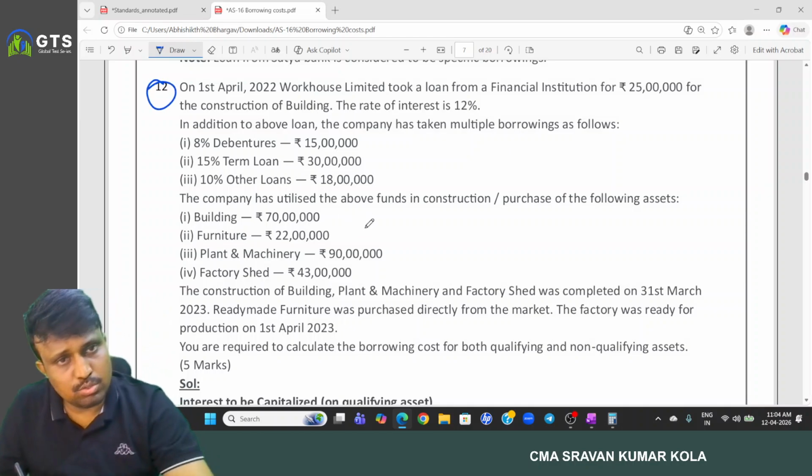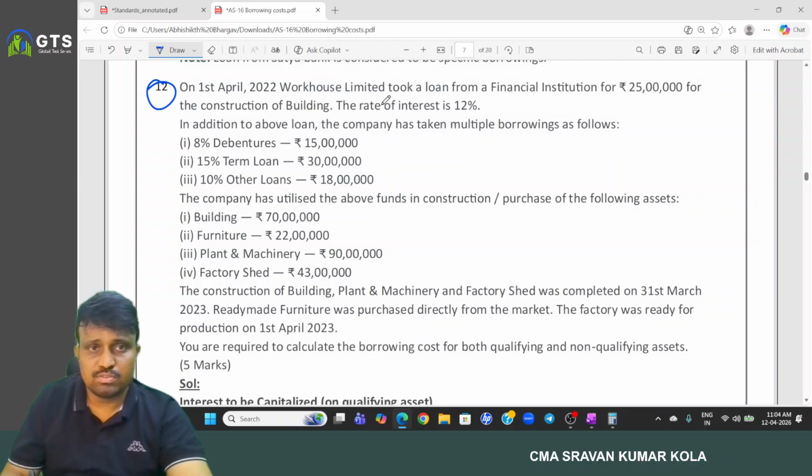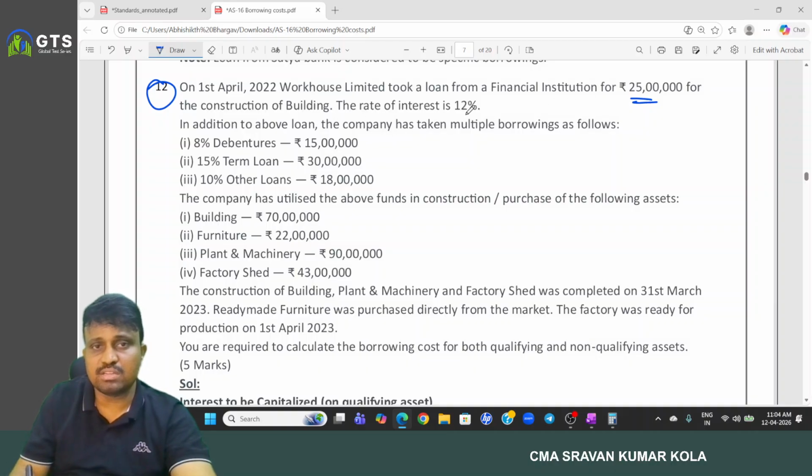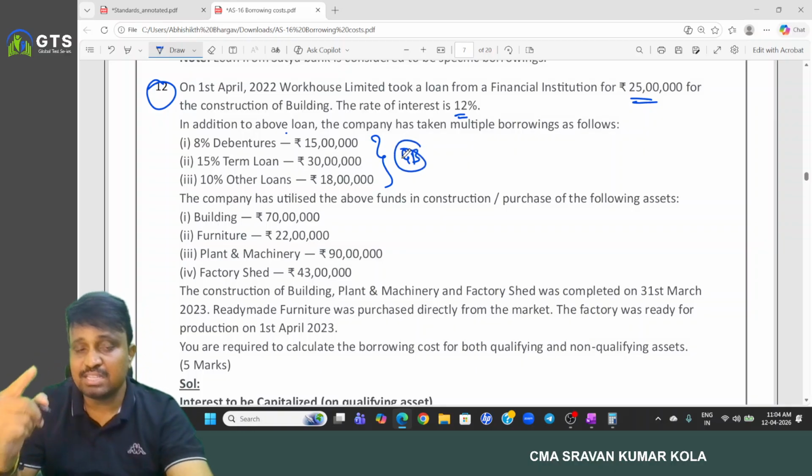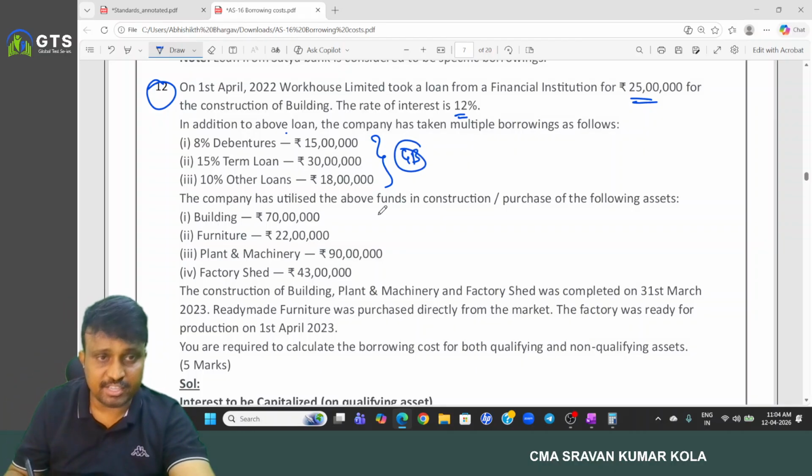On 1st April 2022, Workhouse Limited took a loan from a financial institution of 25 lakh for construction of a building. The rate was 12%. In addition to the loan, the company has taken multiple loans. So these are the general borrowings. We have to calculate what the capitalization rate is.